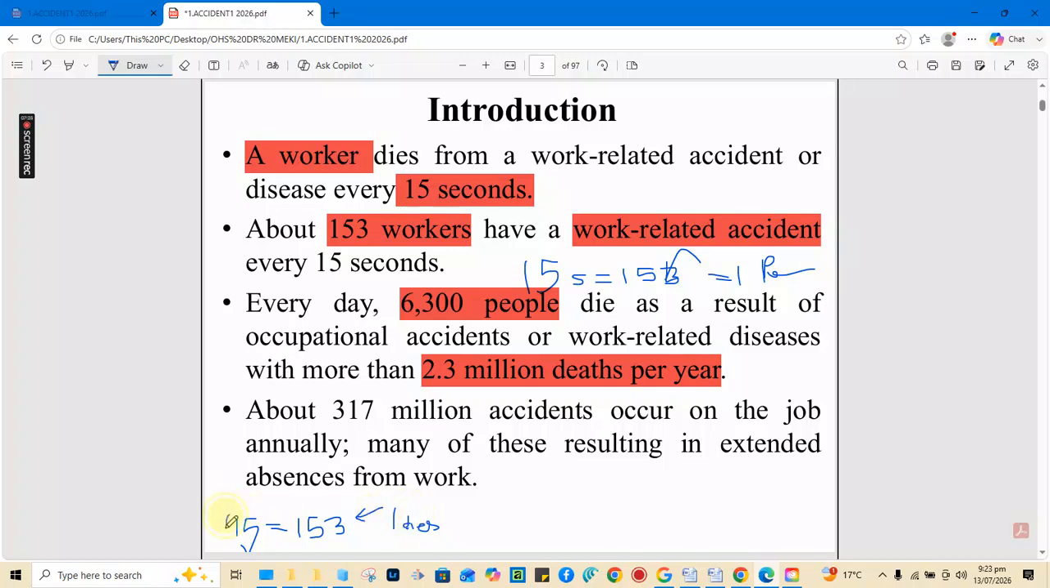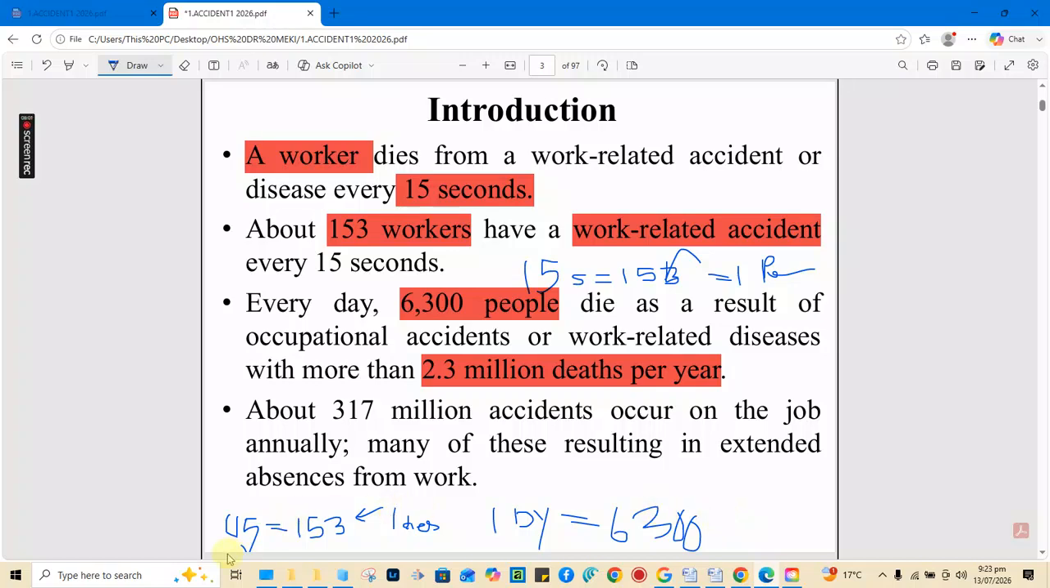And this is just in 15 seconds, meaning how many are going to die in one day? We've said it is 6,300. So these are the notes to take here. 6,300 die. And the other thing of interest is that every day 6,300 people die as a result of occupational accidents or work-related diseases, with more than 2.3 million deaths per year.